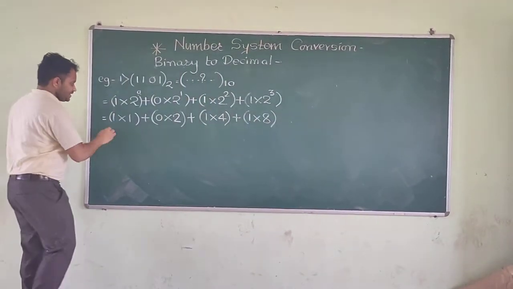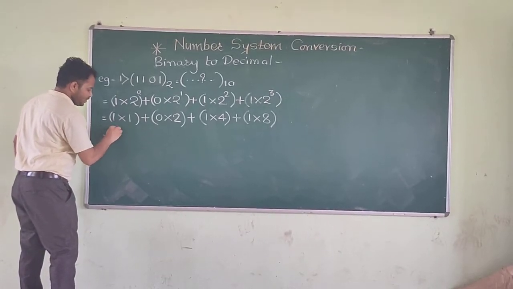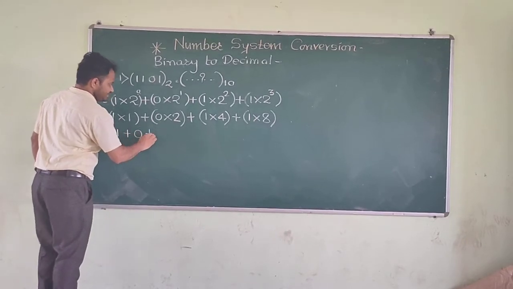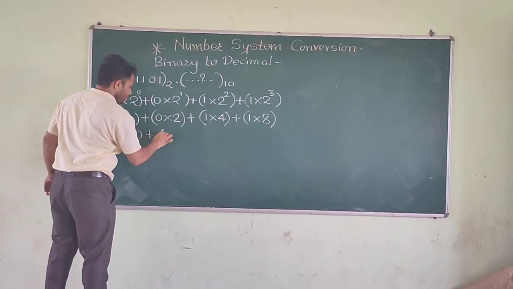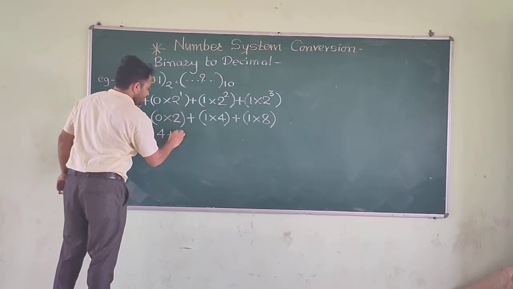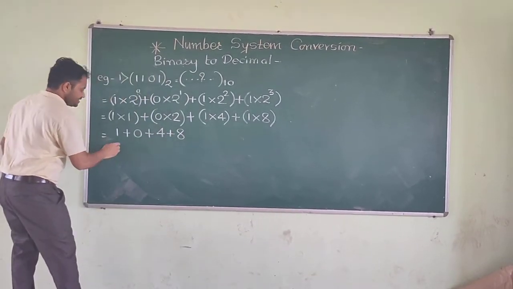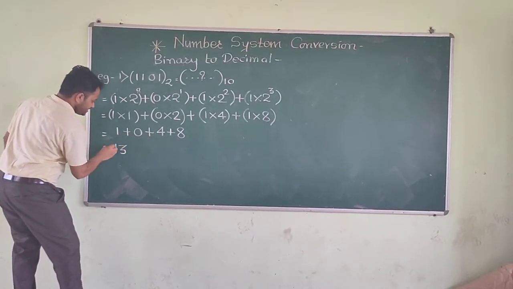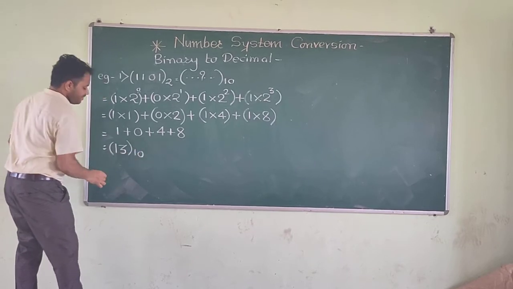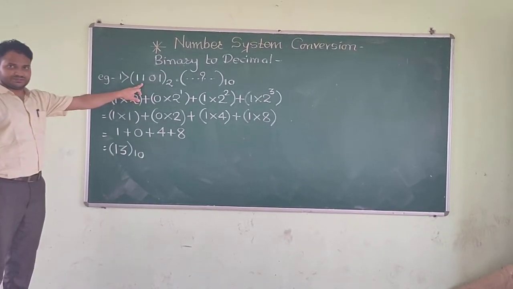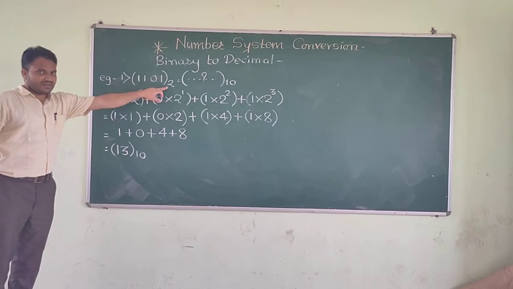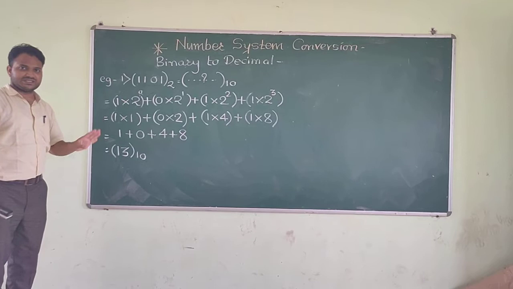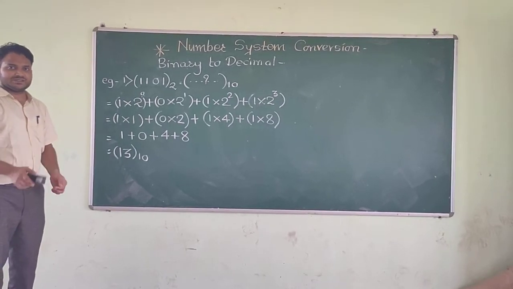Okay. So here now just multiply this. 1 into 1 will be 1, plus 0 into anything will be 0, plus 1 into 4 will be 4, plus 1 into 8 will be 8. So just add these numbers: 8 plus 4 is 12, plus 1 is 13. So this is the number in the decimal form, and this is the required answer for this question. So if it is 1101 in the binary, then its equivalent is 13 in the decimal. So this is what the answer is about. I hope you will get the concept.